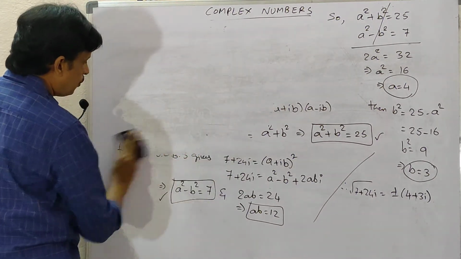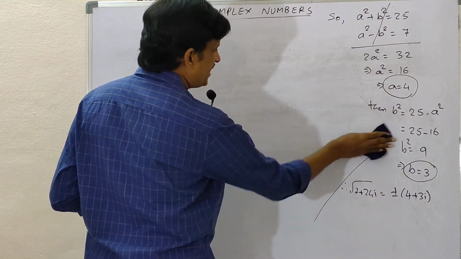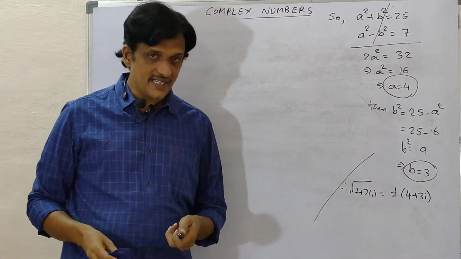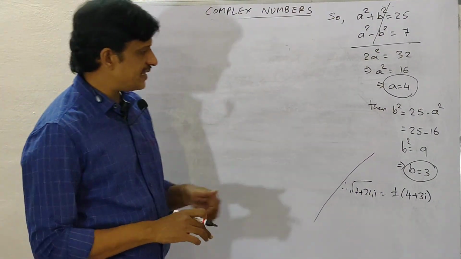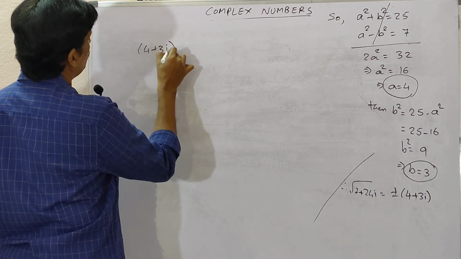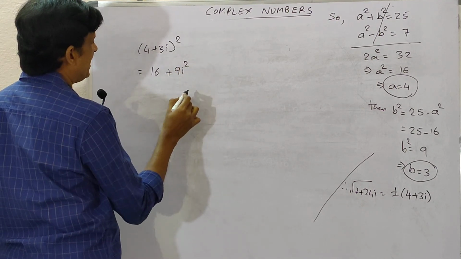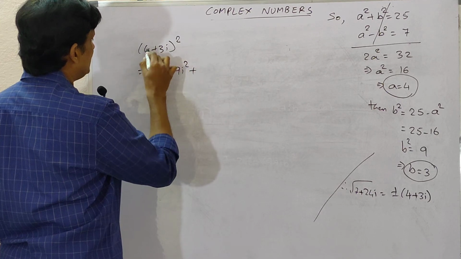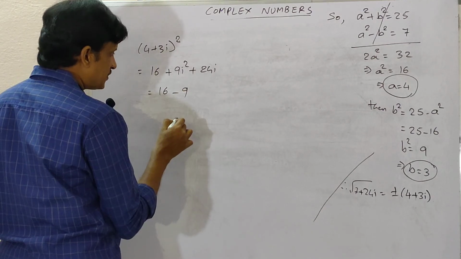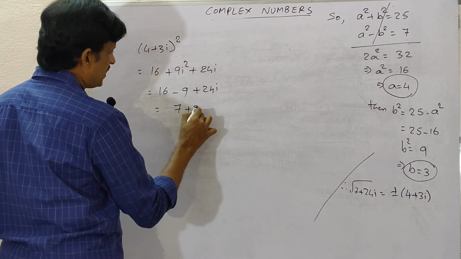Square root of 9 is plus or minus 3. So just consider either plus 3 or minus 3 and then apply whole square. Then you will get the required 9. In the same way, consider the given result that we got here, 4 plus 3i whole square. That is a square, 4 square is 16, plus 3 square, that is 9i square, plus 2ab, 2 into 3, 6 into 4, 24i. So that is 16 minus 9, since i square is minus 1, plus 24i. 16 minus 9 is 7 plus 24i.